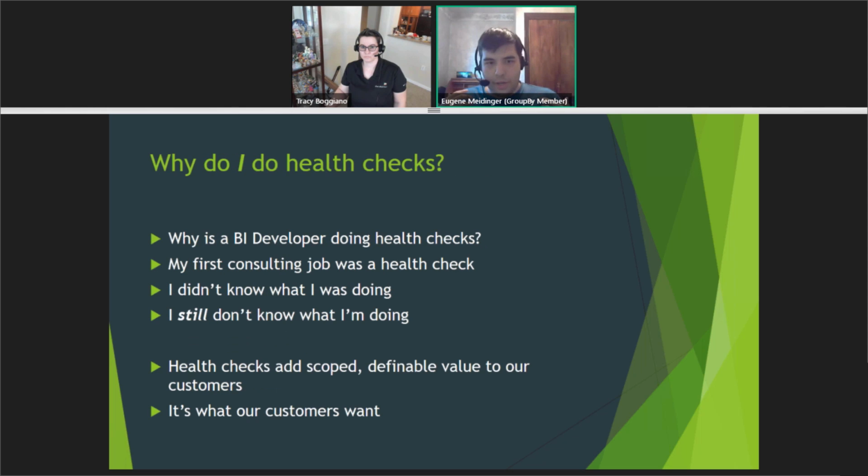Now, why do I do health checks? Right. So like I said, I'm a business intelligence developer. This is not my daily bread and butter. This is not what I do every day. What I work with ideally is T-SQL, SSRS, Power BI, a little bit of SSIS, that sort of thing. I'm much more of a database developer, but I have had to learn the administrative side as well. I am certified in SQL Server 2012 when it comes to administration.